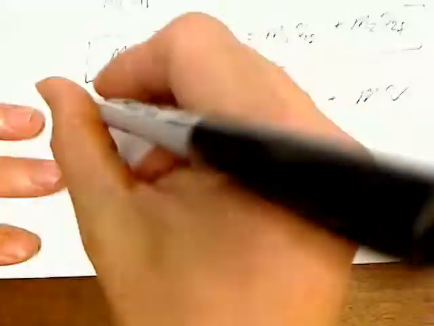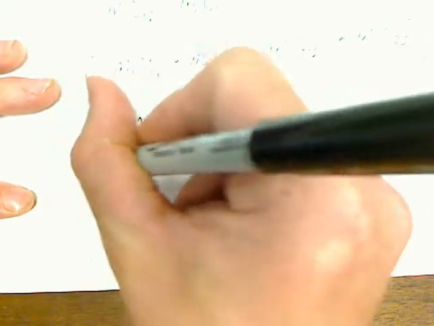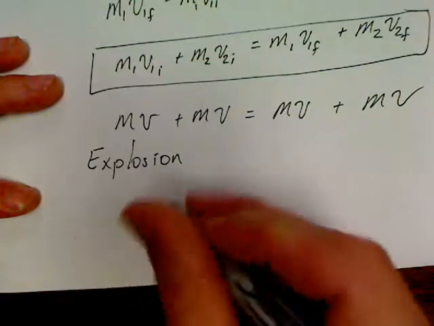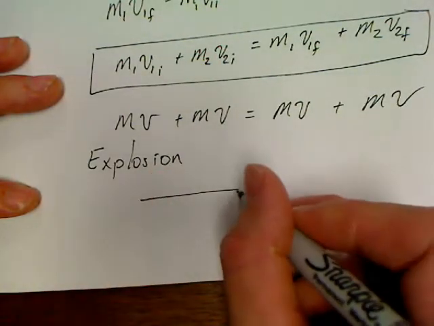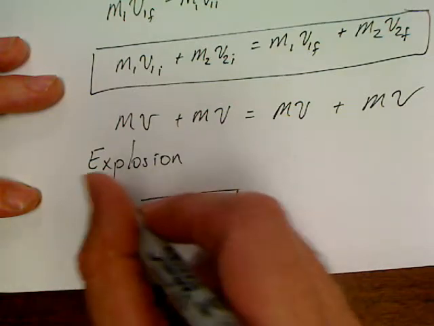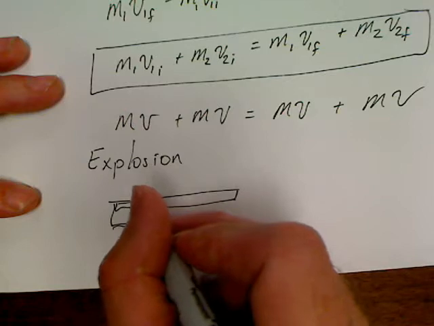A very common type of problem is what I call an explosion. That's where, say for example, you've got a gun. Here's the gun, maybe an old Western 6-shooter. And there's the bullet inside the gun. Let's put a little tip on the bullet.